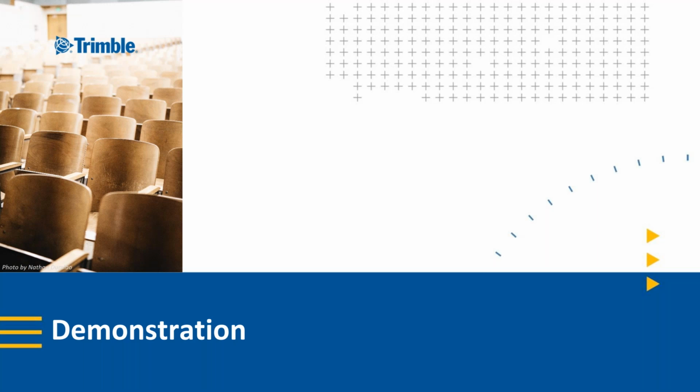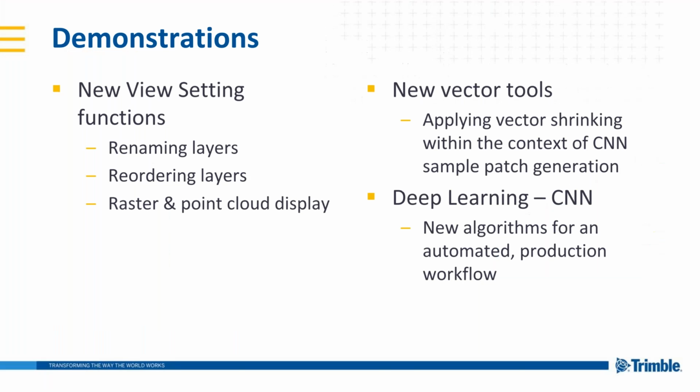We'll visualize what I have just been talking about, and hopefully then you'll get a better understanding of how these new functions work within the software. So I prepared 2 demonstrations. The first is really showing some of the improvements we've made to viewing data, working with data in eCognition. So we'll take a look at some of the new functionality available within the view settings dialog, as well as how we can fuse raster and point cloud data displays together in the 3D viewer. After that, we'll take a look at some of the new vector tools, particularly vector shrinking within the context of deep learning, so within the context of our convolutional neural network sample patch generation. And then we'll also take a look at some of the new deep learning algorithms that are available for really automating your production workflows.